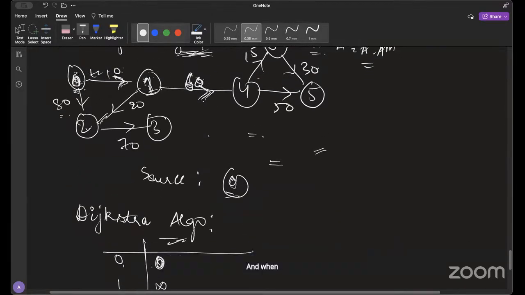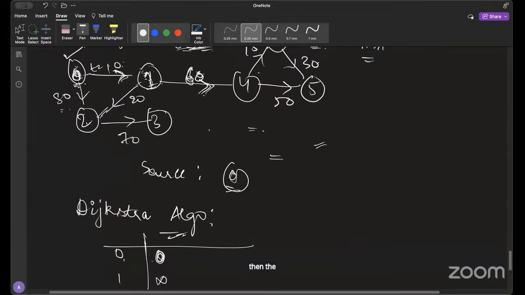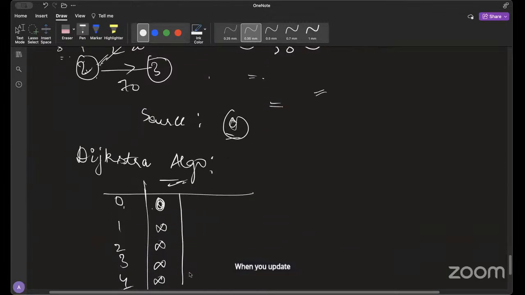And when this thing burns, let's just say that this thing is burned. So I'm putting a tick when a vertex is burned. So this thing is burned. Then the fire can catch up to this point and this point. So these two are directly connected. Other parts are not directly connected. So it's going to catch up to here and this point. Then you update these things.